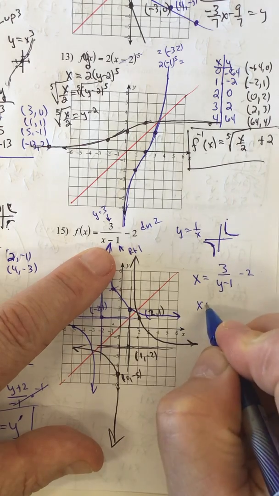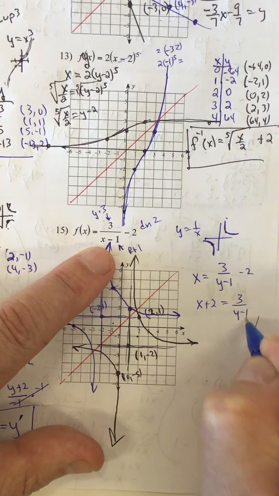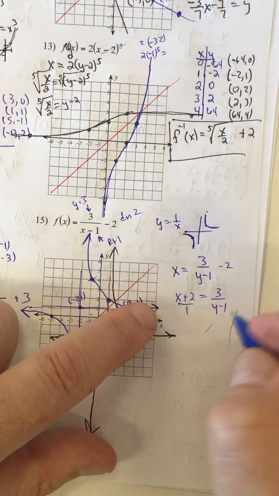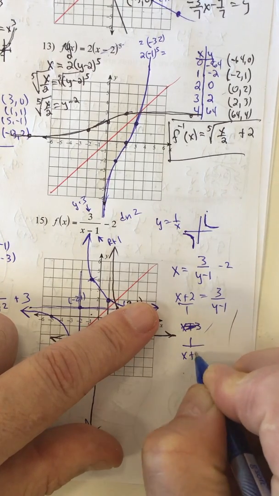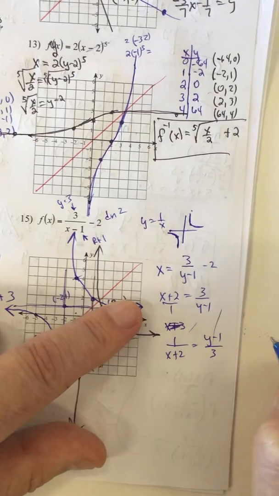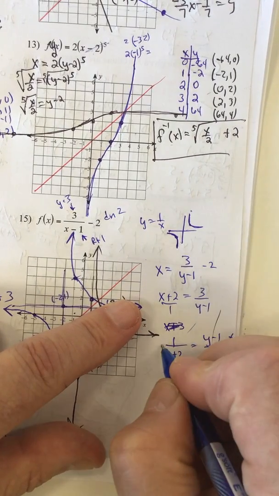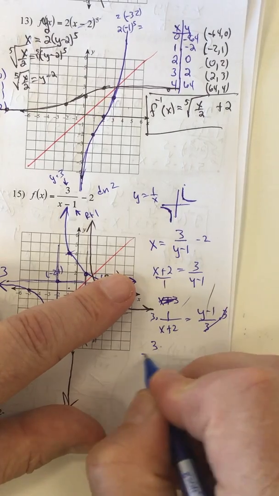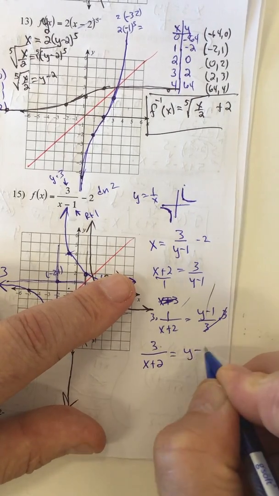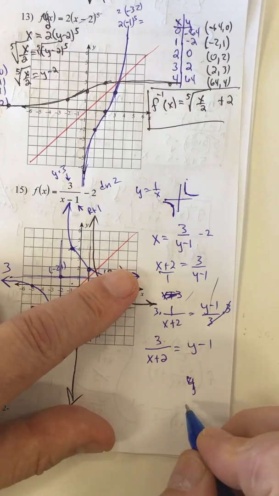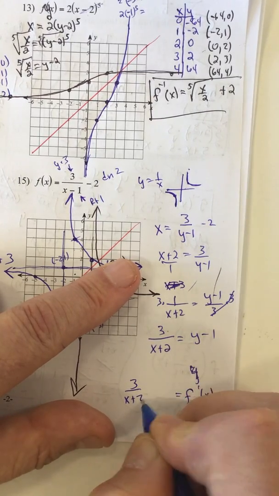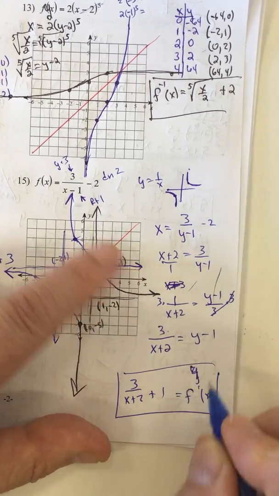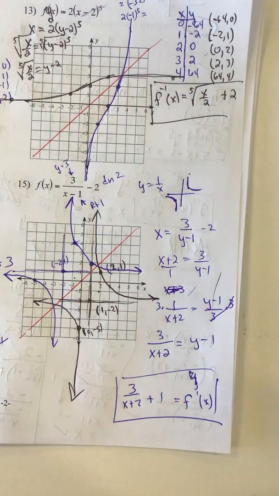Move the 2. Okay, turn them upside down. Multiply by 3. So I have 3 over x plus 2, and add 1. So here's our new f prime. It's 3 over x plus 2, add 1. And there's the blue graph of that. Okay, those are inverses. Try some of those.